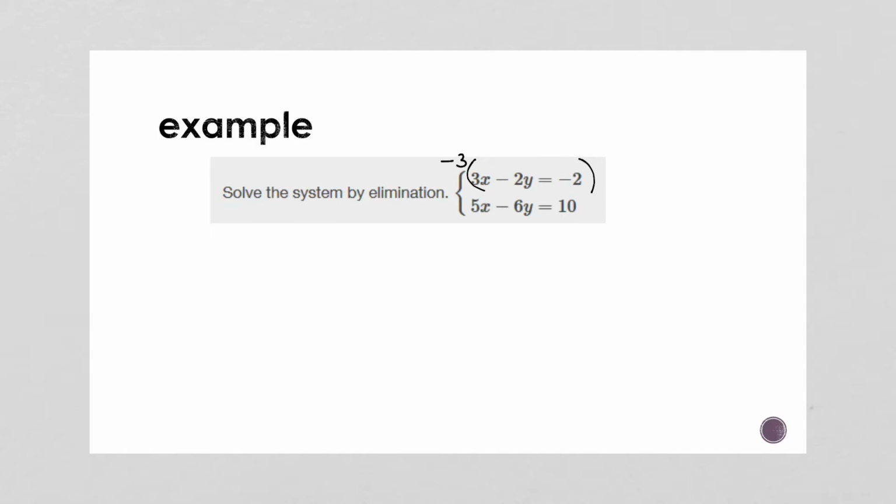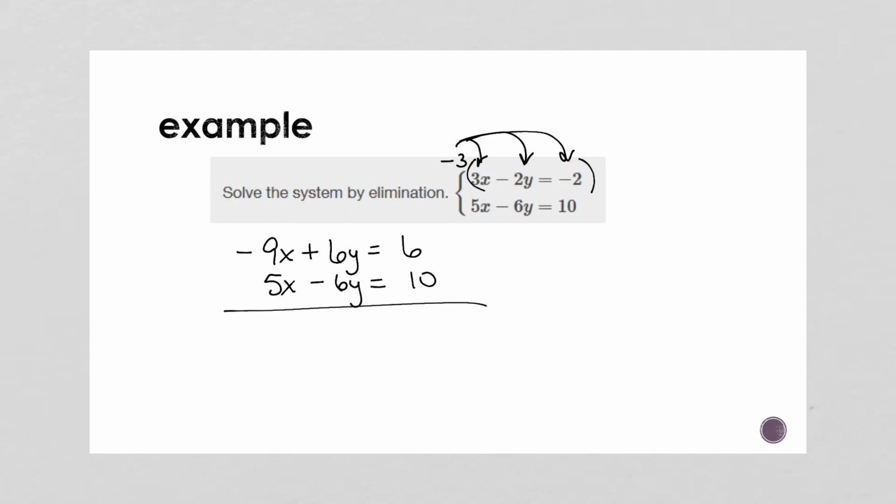If I multiply by -3, right here, I'll get a +6y, and that's what we're hoping for, okay? So -3 times 3x, -3 times -2y, and -3 times -2. So I get -9x plus 6y is equal to +6. I'm just rewriting the bottom equation. I'm not changing anything. Now we're going to add these two equations together.